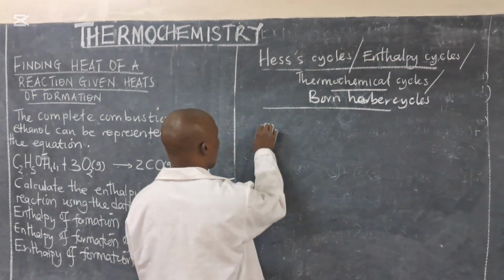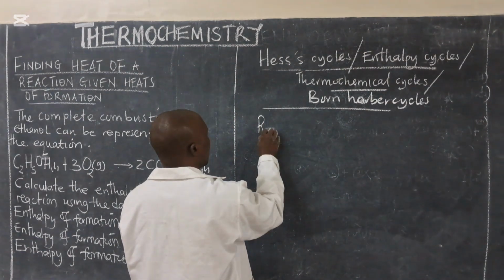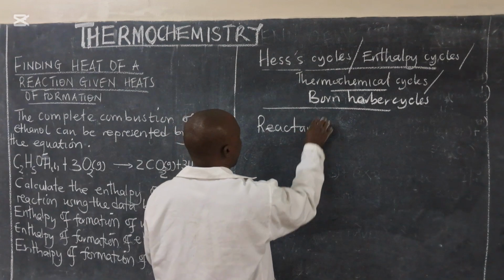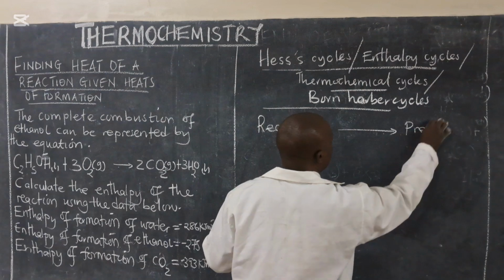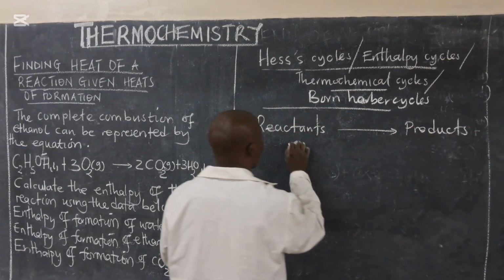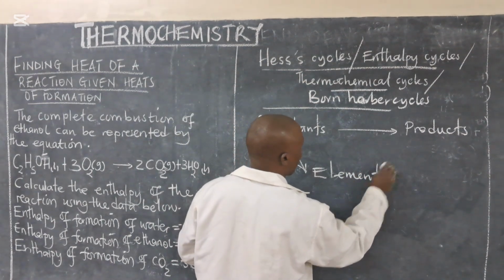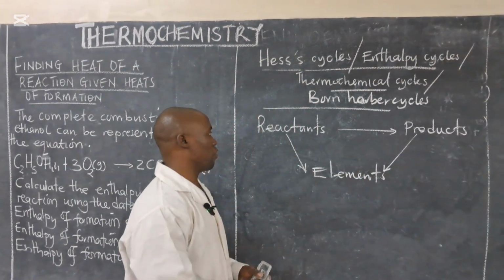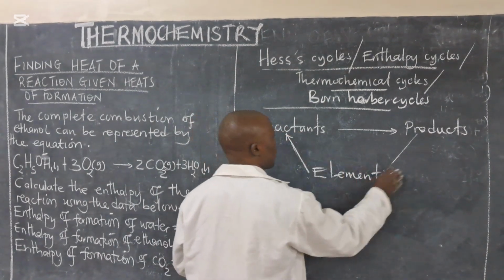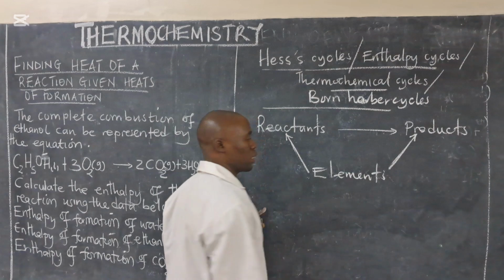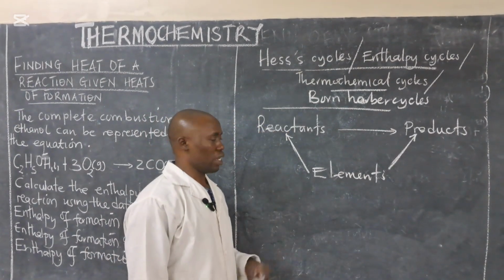So in handling the heat of a reaction given formation values, the Hess cycle is standard like this, provided you are given formation values. So we have all arrows pointing into forming, because reactants and products are the compounds that we are forming from the elements.